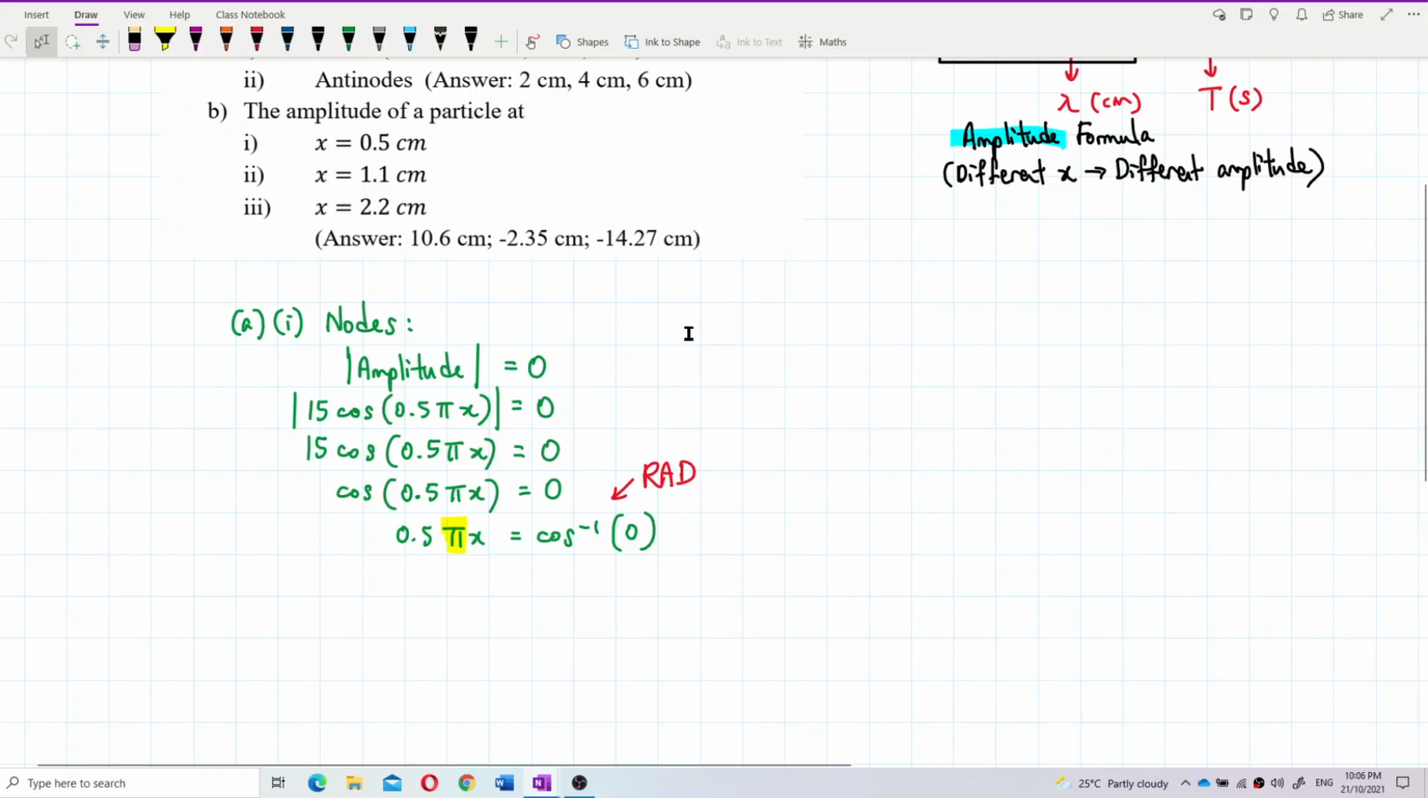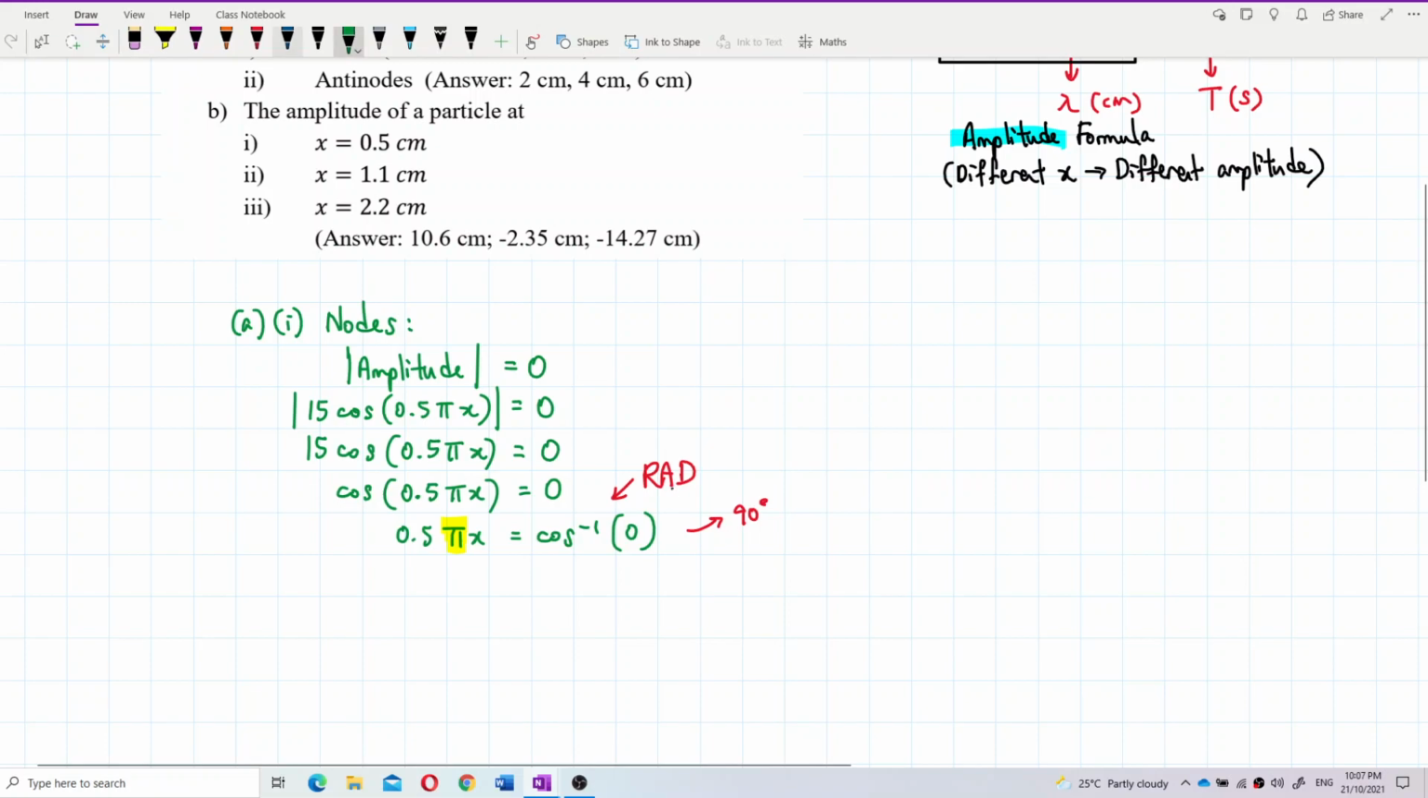Okay. So next, anti-cos of 0. What do you get? Normally anti-cos of 0, you get 90 degree, isn't it? But we don't want degree, because we want the answer in radian.